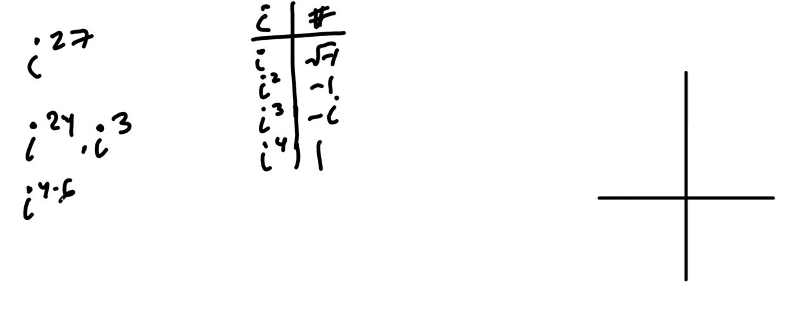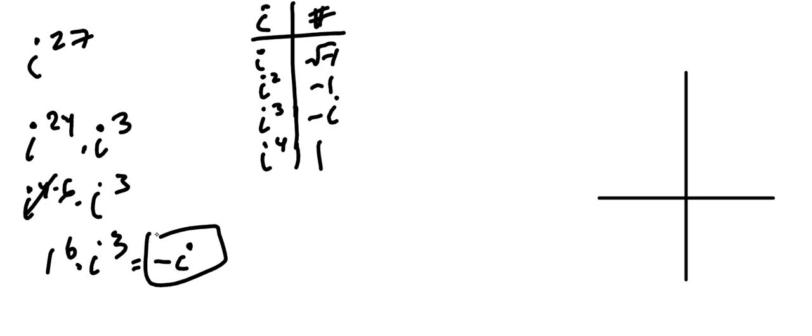Okay, now let's try another one. i to the 27th. So let's look for multiples of 4. 27 divided by 4. It's not quite 28, but it is 24. So i to the 24th times i to the third. 24, we can expand that out into 4 times 6, times i to the third. Well, i to the fourth is 1, so 1 to the sixth times i to the third is equal to negative i. So in this case, i to the 27th equals negative i.